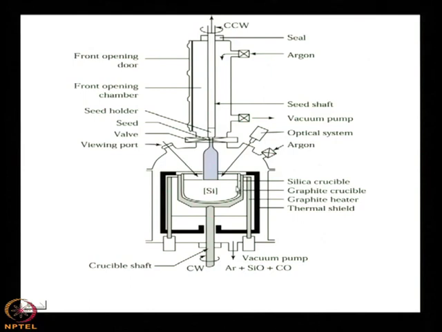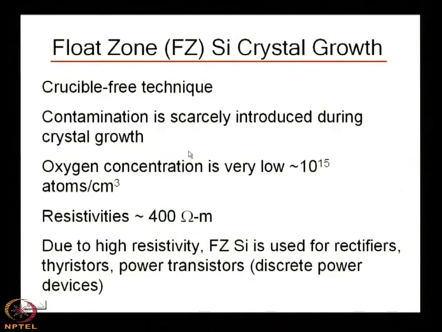And there is another technique in which we can avoid this kind of contamination from the crucible, and that is known as the float zone silicon crystal growth. This float zone silicon crystal growth is a technique in which we do not use crucible. So, it is a crucible free technique. Contamination is scarcely introduced during crystal growth. Basically, there is no contamination during crystal growth, and oxygen concentration is also very low.